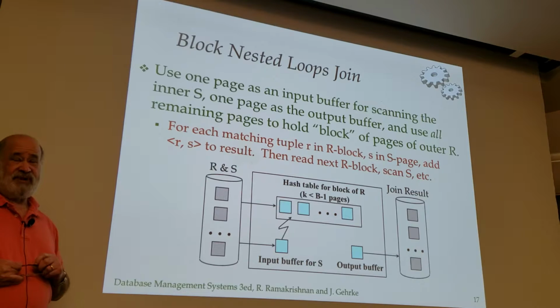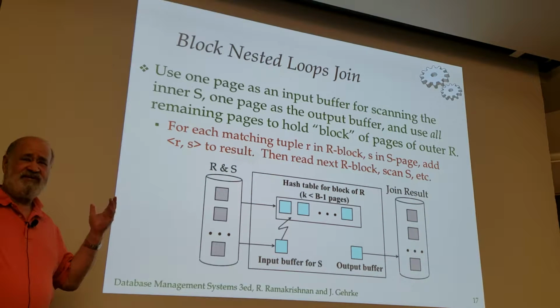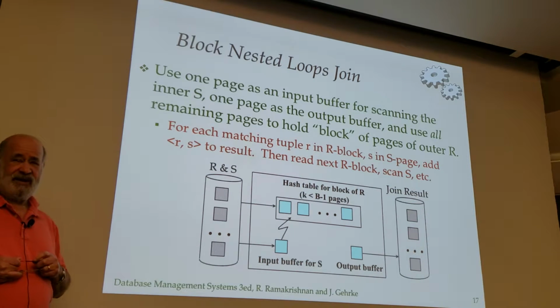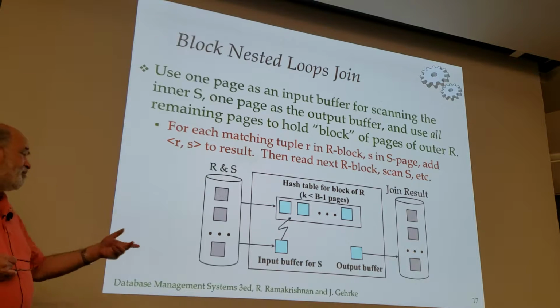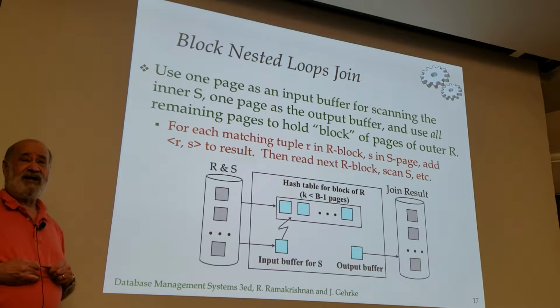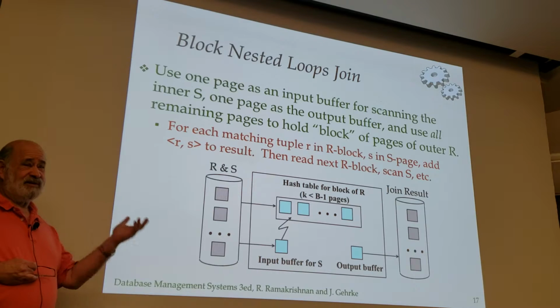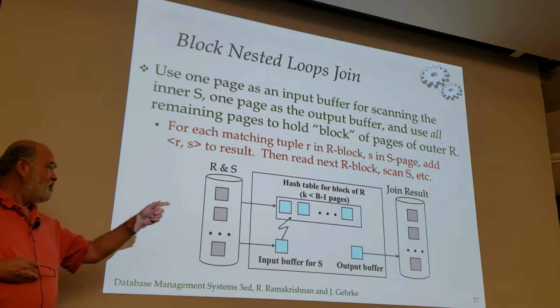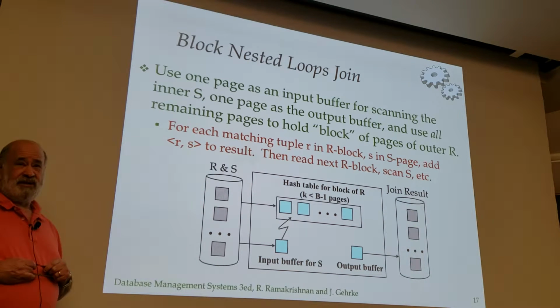And when the output buffer gets full, we'll write out the output buffer, and then we'll have a free output buffer. And when we're done processing that block of S, we'll go to the next block of S, and the next block of S, and so on, using that same hash table. So we will iterate through all the blocks of S using the hash table.